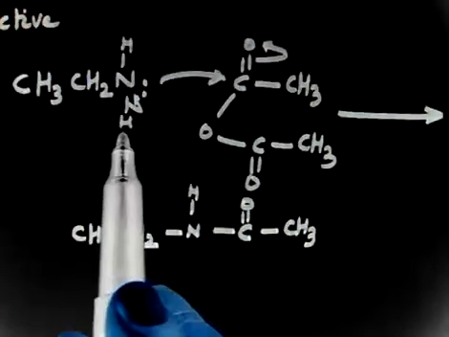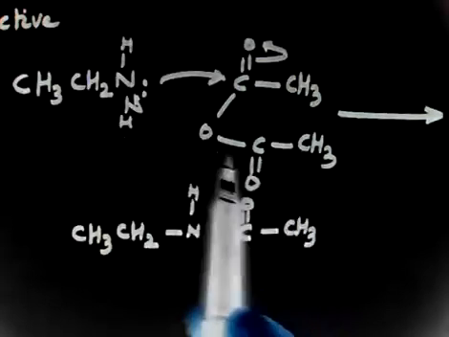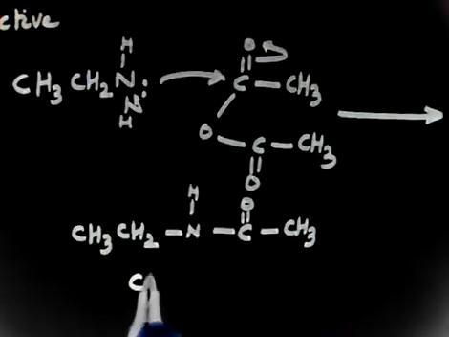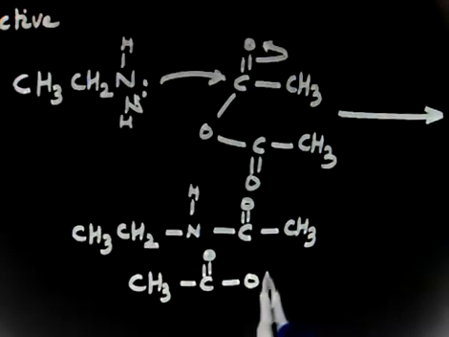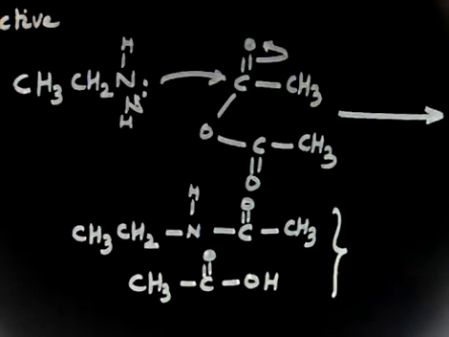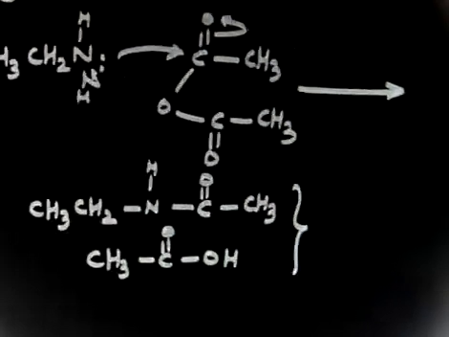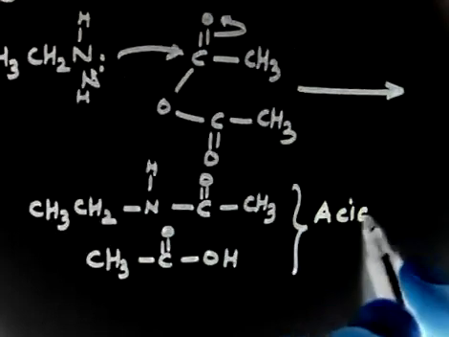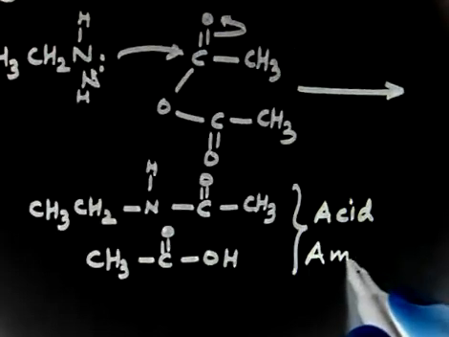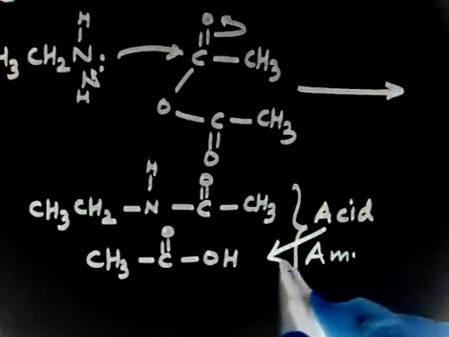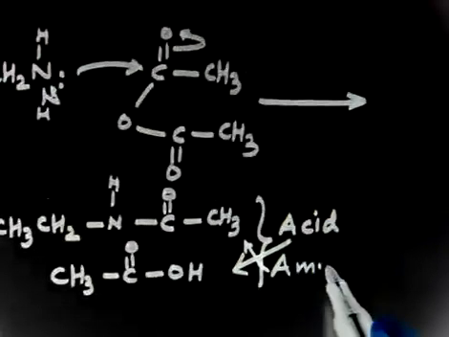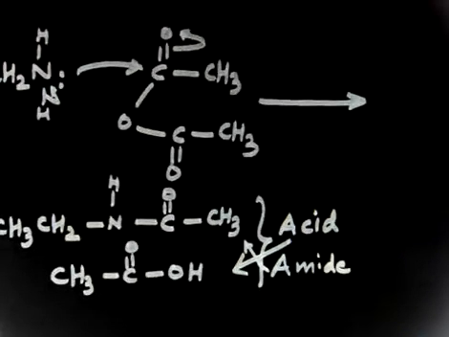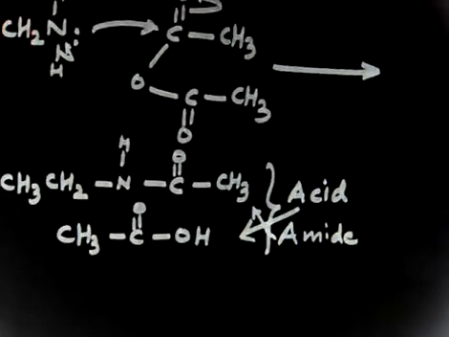Now H plus that is coming from here, I can add here, so I will get CH3, C double bond O, OH. So these are the two possible products we will have. You will have one acid plus one amide. The upper one is acid and the lower one is amide. Are you getting? So you see what is happening in this case.